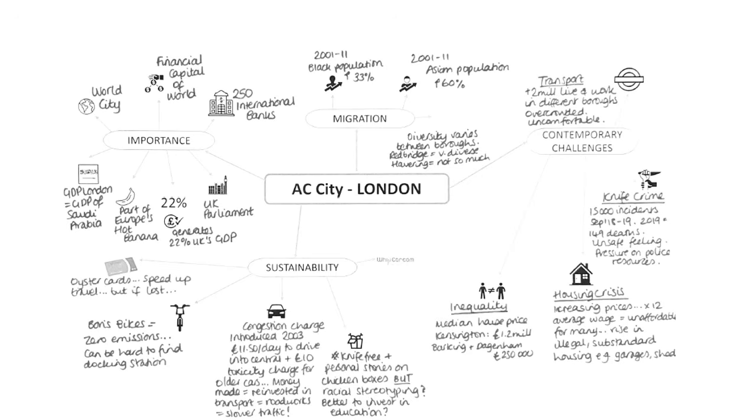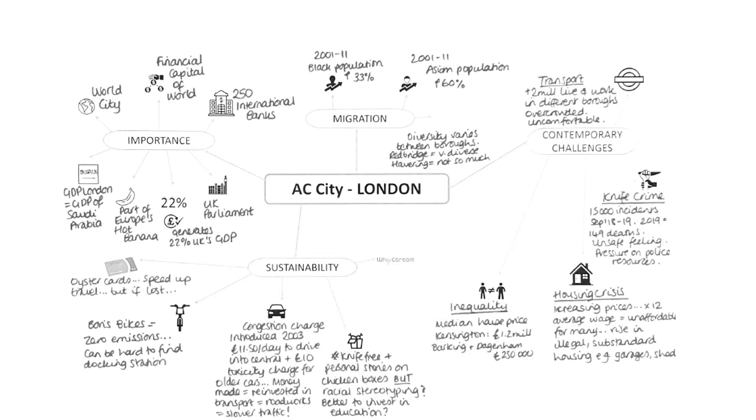So what are the contemporary challenges facing London? One of the big challenges is transport. The tube is incredibly overcrowded and uncomfortable. 2 million people live and work in different boroughs to each other, so they're having to commute daily. Although after COVID, lots more people are working from home at least part of the week, so this isn't as much of a problem, perhaps, looking forward.